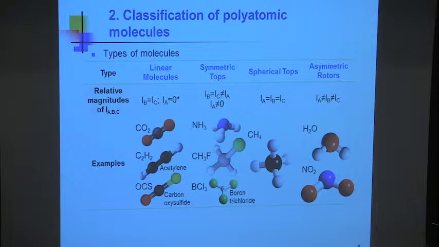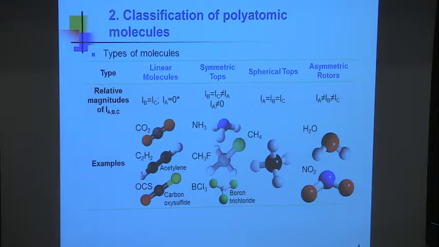Here are the 4 classifications that we typically use: linear, symmetric top, spherical top, asymmetric rotors. Here are some examples of linear molecules: CO2, acetylene, OCS. So those are like sticks, thin sticks with points, masses along those sticks.